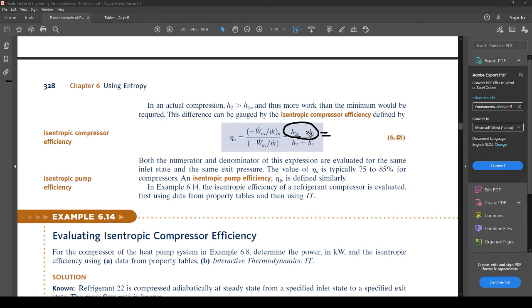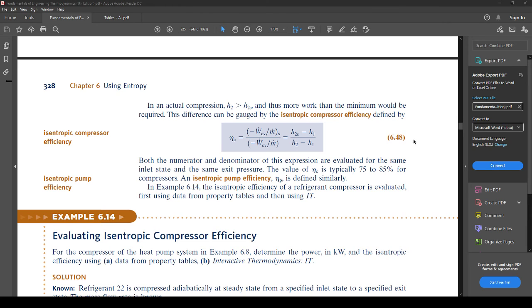So the minimum work at the top, maximum work at the bottom. But in this case, obviously, you don't want the maximum work, right? It's a compressor. You don't want your power requirements for the compressor to be high, right? Because then you're wasting power in a compressor. You want them to be low, which is why H2S is the minimum required.